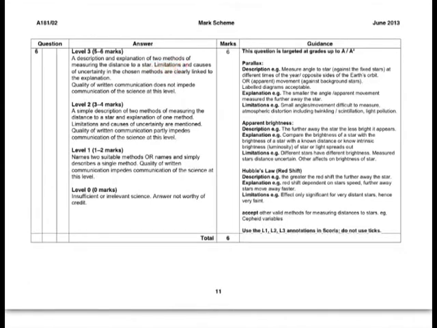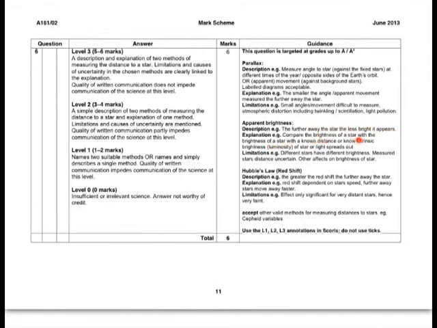So, for example, some of the things we could have here, remember this is an A-star level question, so it's not an easy question to get all the marks for. Parallax here, so a brief description of how the parallax method works, measuring an angle to a star at different times of year, explaining how you would use that, so the smaller the angle, the further away the star is, and finally saying that the limitation is, well, you can only use it with very nearby stars because the angles are very, very small.